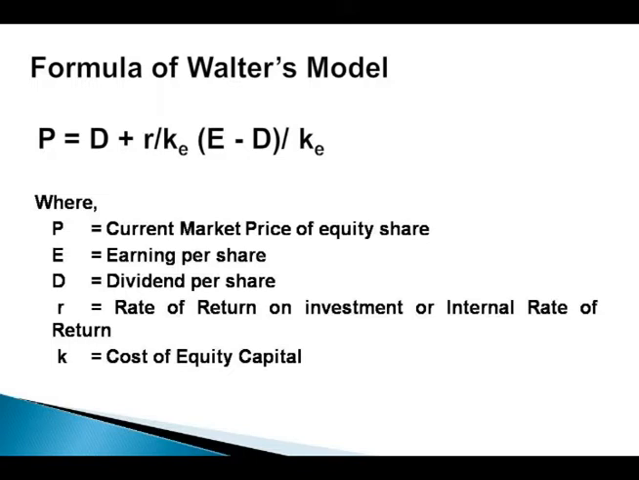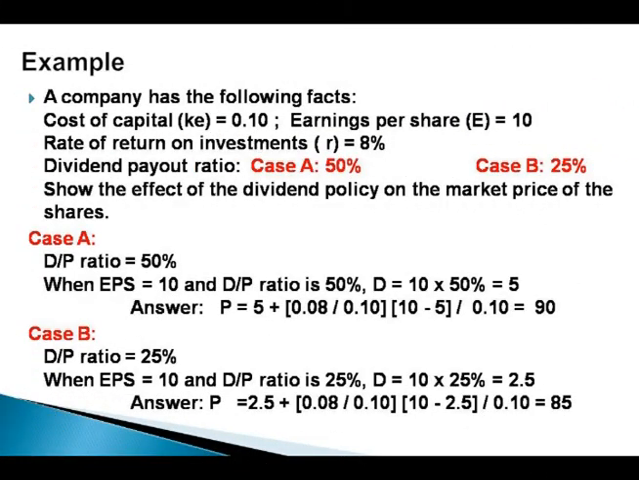We can understand it with the help of one numerical. A company has the following facts. I put direct figures here. Cost of capital KE 10%, earning per share rupees 10, rate of return on investment is 8%, dividend payout ratio in case of company A 50%, in case of company B 25%. Now we will check what is the effect of the dividend policy on the market price of the share. So the solution is also here.